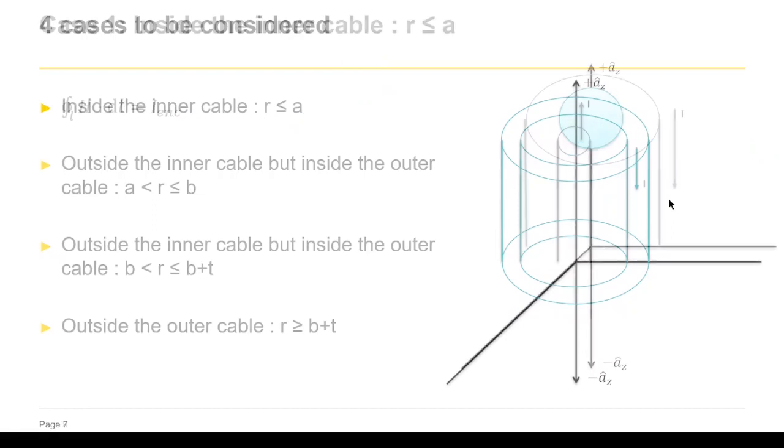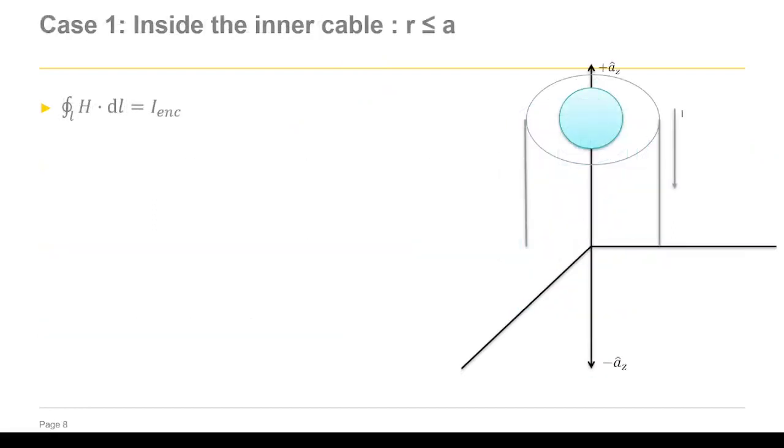Having said that, let us look at case 1, that is inside the inner cable. Zooming into the inner cable, we find that the entire radius of the cable is A. Let us try to compute what the magnetic field intensity is going to be at a distance of, say, r from the z-axis, where r is less than A.